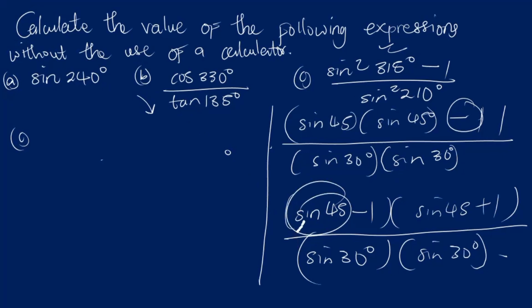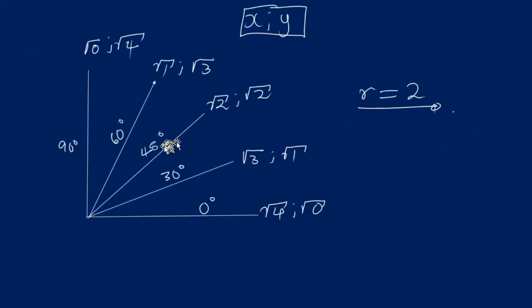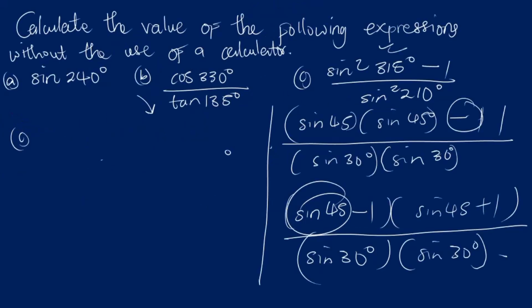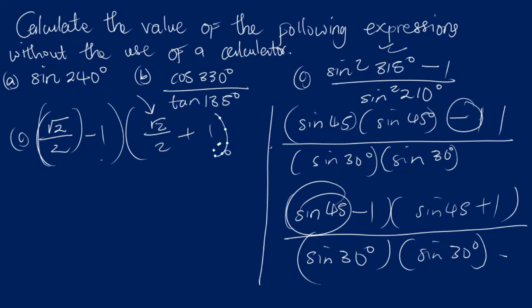This, we look for that. We are going to say the sine of 45. We go to this. The sine of 45, it's y, which is root 2 over 2. So we go there. This is the root of 2 over the hypotenuse minus 1. And then same thing, sine of 45, it's the root of 2 over the hypotenuse, which is 2, plus 1.